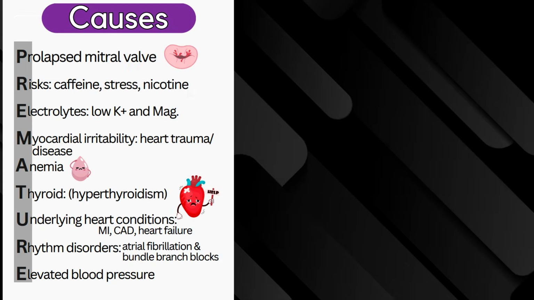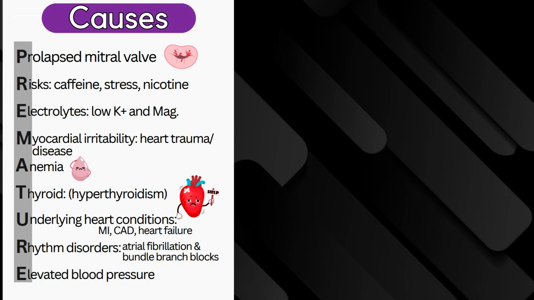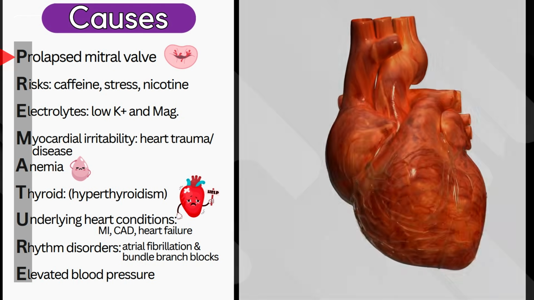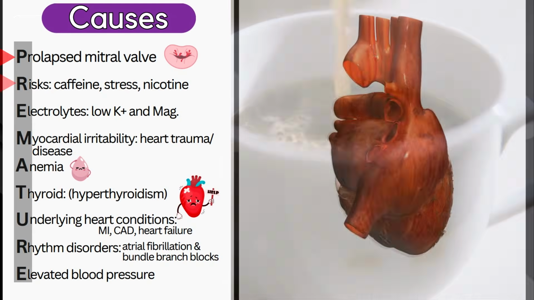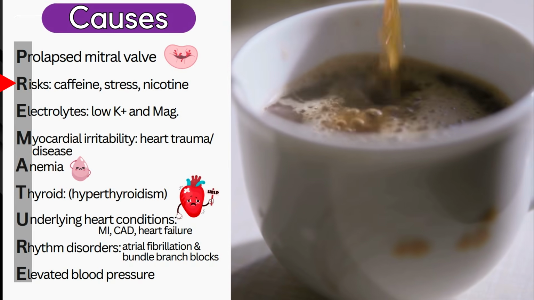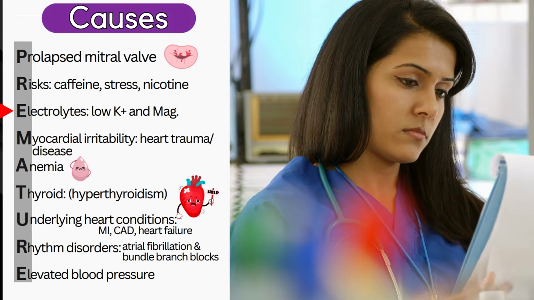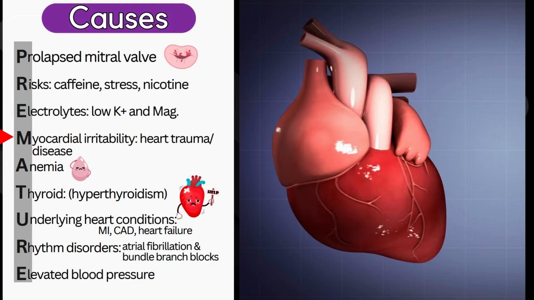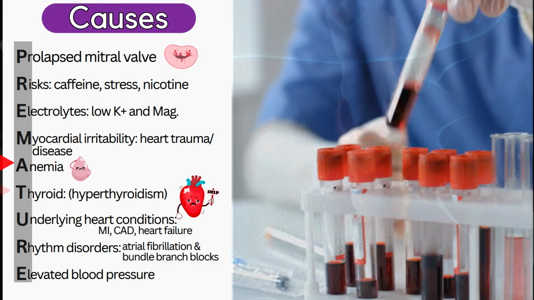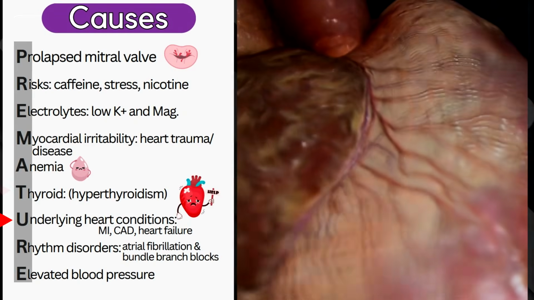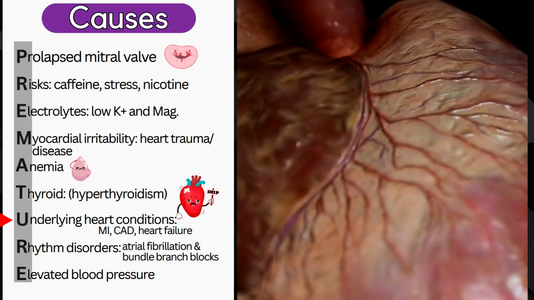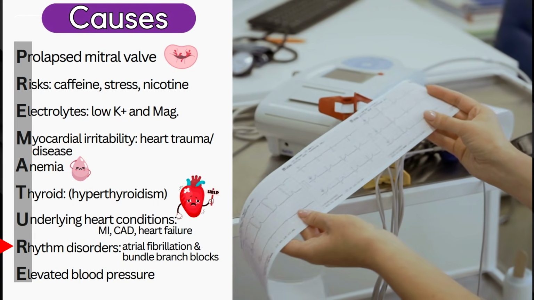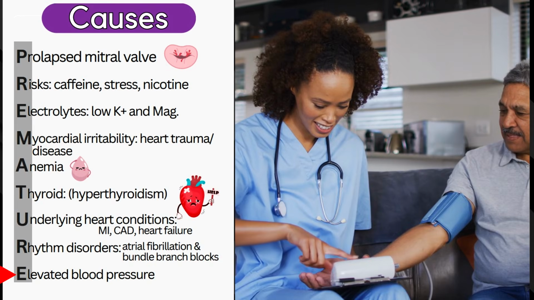So what can cause PVCs? Well, we know we're dealing with premature ventricular contractions. So remember this other mnemonic I created called premature. Prolapsed mitral valve can cause PVCs. Risks such as caffeine intake, stress, nicotine, electrolyte imbalances, low potassium and magnesium, myocardial irritability like a heart trauma or disease, anemia, thyroid problems like hyperthyroidism, underlying heart conditions like a myocardial infarction, coronary artery disease, heart failure, rhythm disorders such as atrial fibrillation and bundle branch blocks, and then lastly, elevated blood pressure.